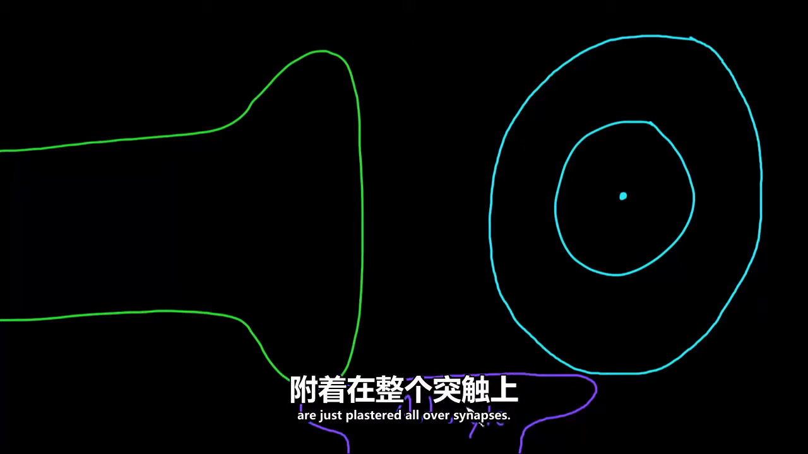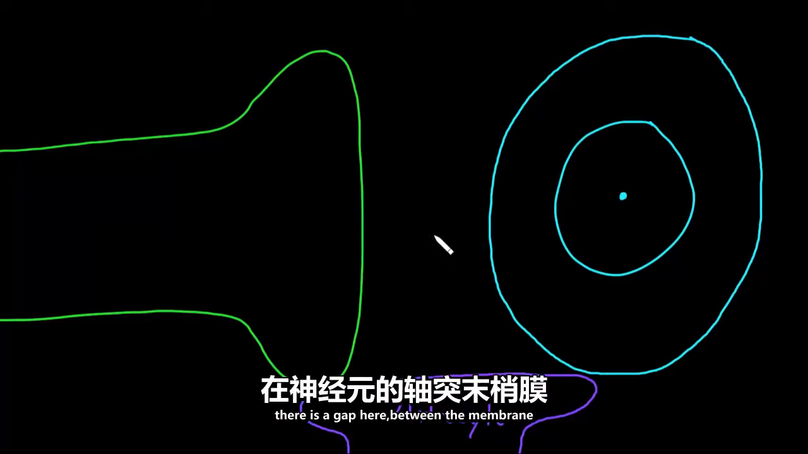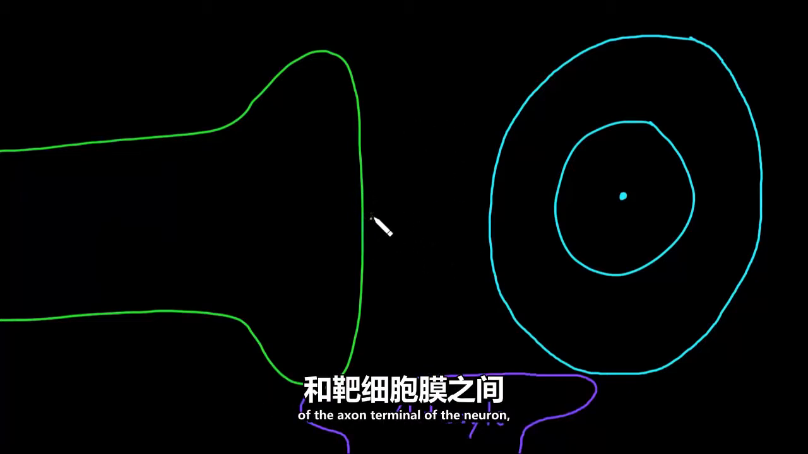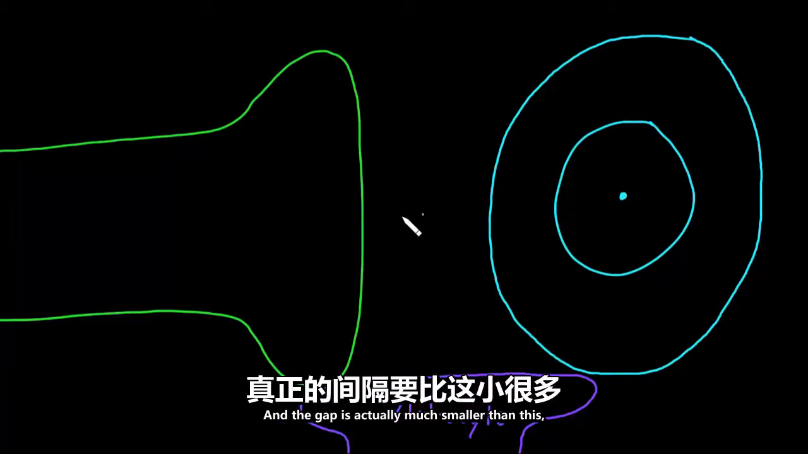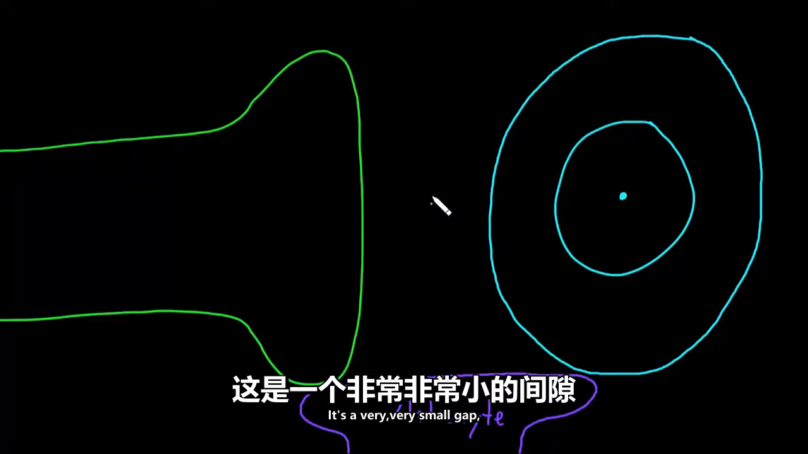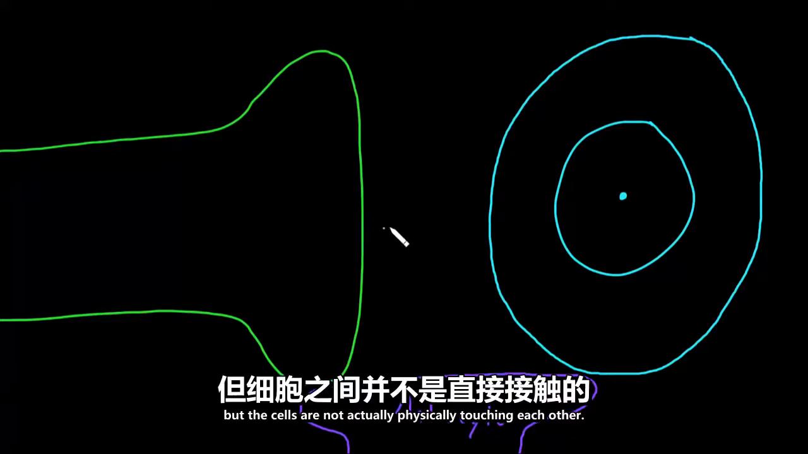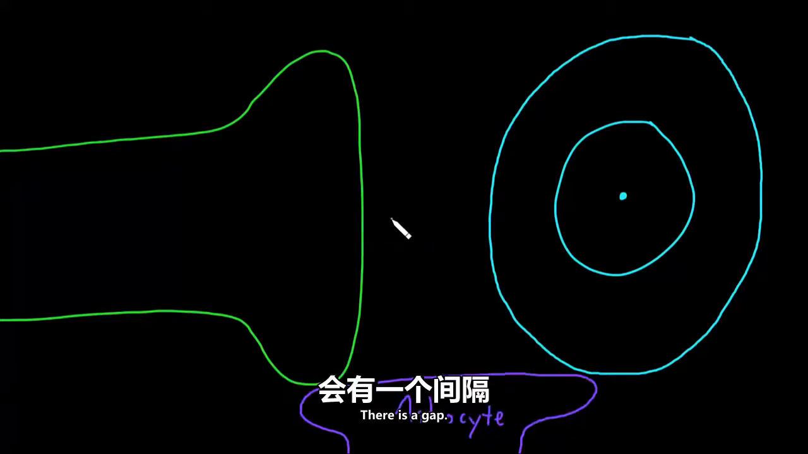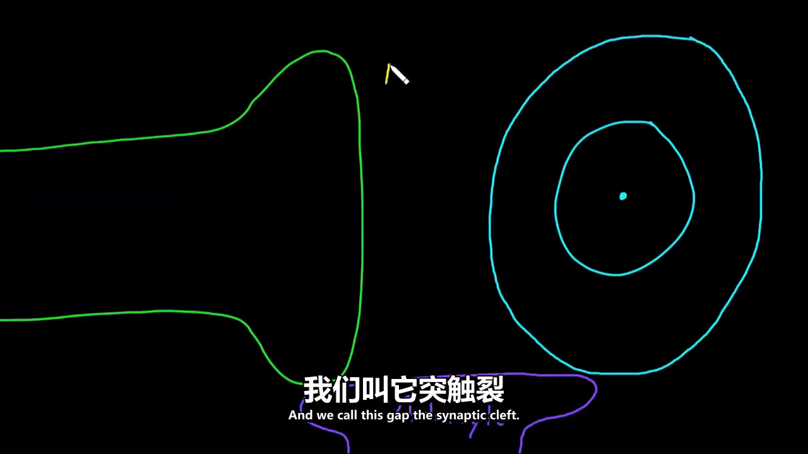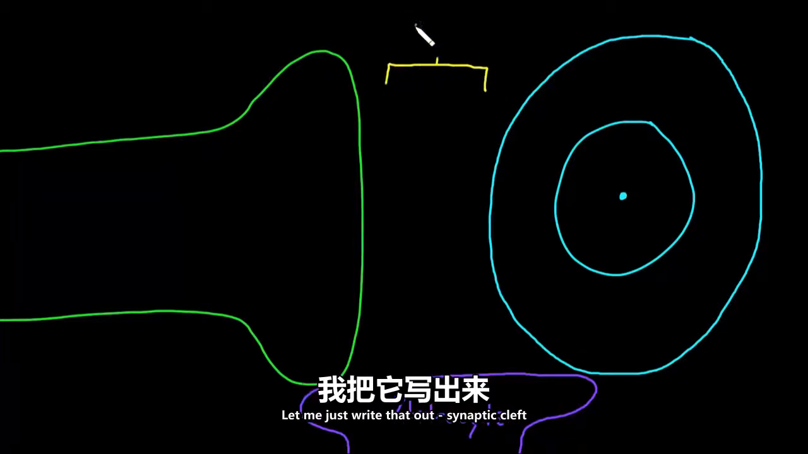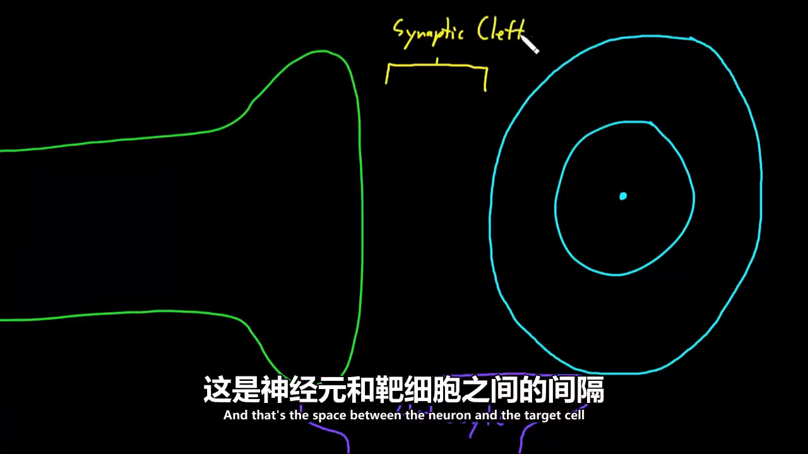that in the central nervous system are just plastered all over synapses. So for a chemical synapse like this, there's a gap here between the membrane of the axon terminal of the neuron and the membrane of the target cell. And the gap is actually much smaller than this, but I just needed a little room to draw. It's a very, very small gap, but the cells are not actually physically touching each other. There is a gap. And we call this gap the synaptic cleft. Let me just write that out. Synaptic cleft. And that's the space between the neuron and the target cell.